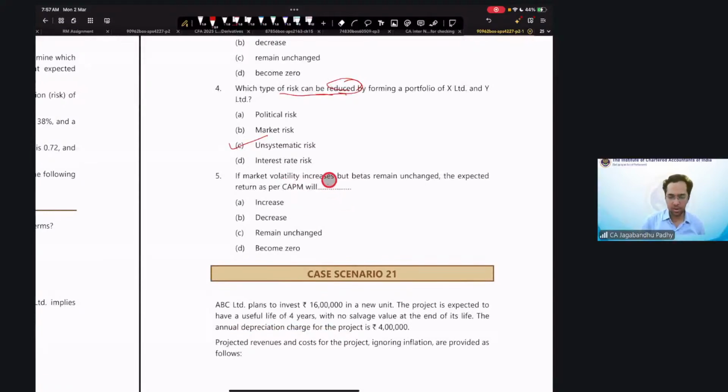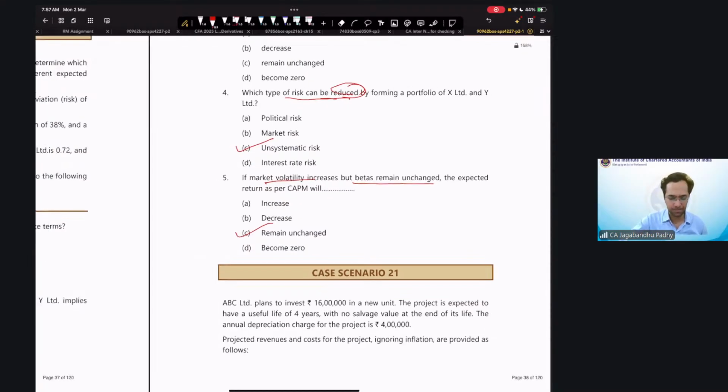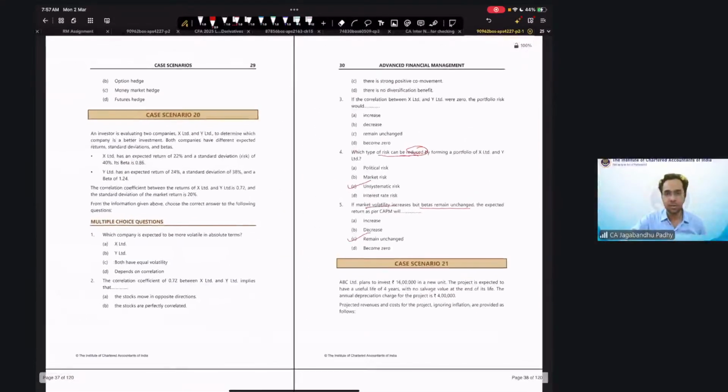If market volatility increases but betas remain unchanged, the expected return as per CAPM will remain unchanged, because since the beta is the same, your return expectation is also going to remain the same. Okay, done guys.